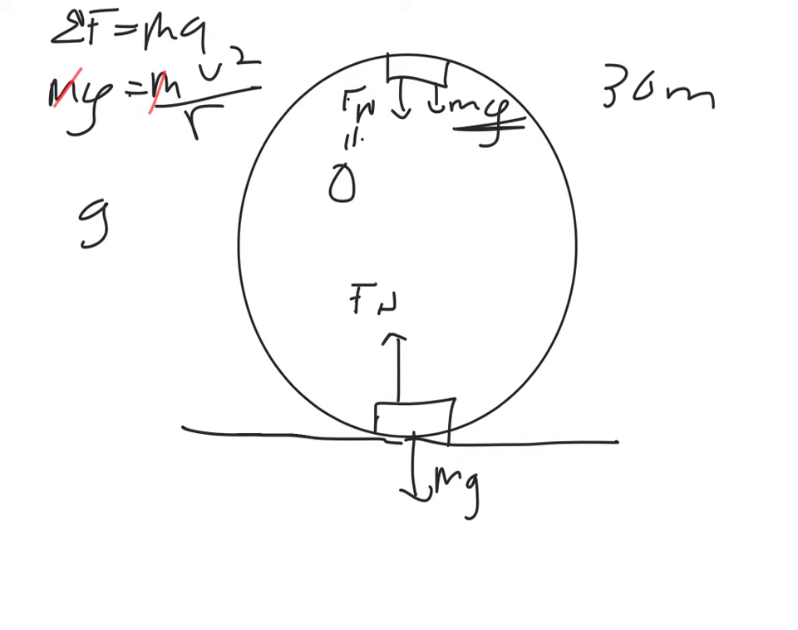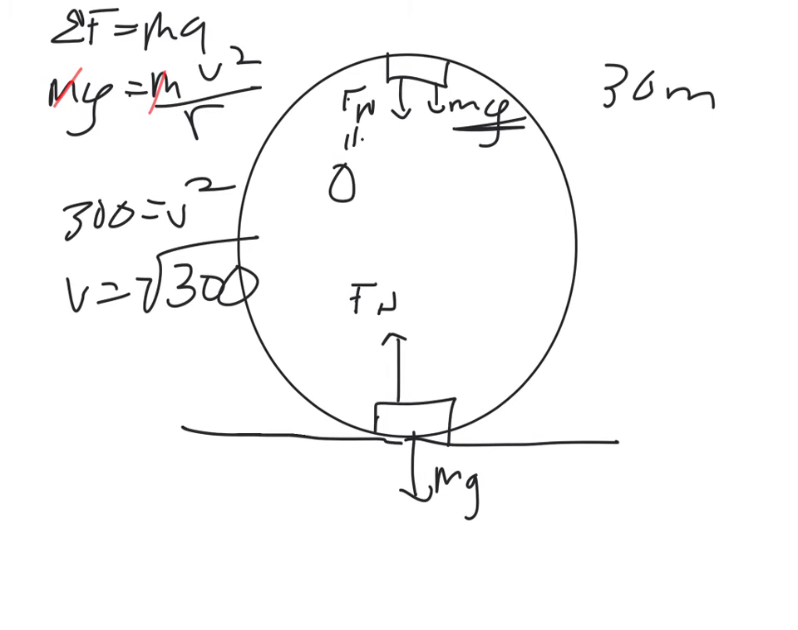So I'm going to rework these a little bit. G times the radius, which I said was 30, and G is 10. So I'm just going to make that 300 total. G times R is 300, and that equals V squared. So our minimum velocity to go around this loop is the square root of 300 meters per second, and that is at the top of the loop.